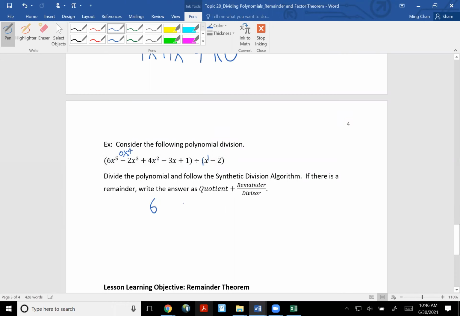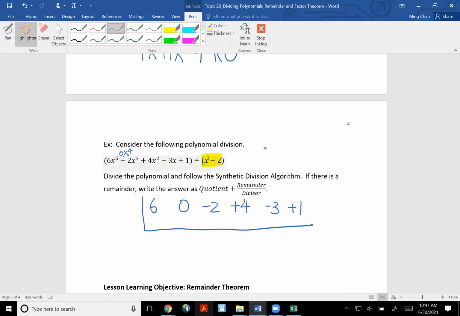So first coefficient is 6, next coefficient is 0. Next one is -2, and then +4, -3, and a +1. All right, since synthetic division is an upside down division, for a moment I'm going to pretend my divisor is a 0. So once I solve for x, 2 is what I'm going to use as a divisor.